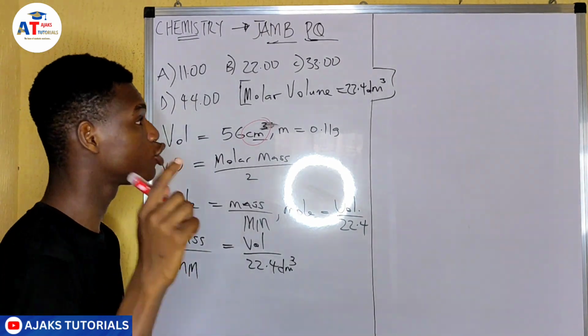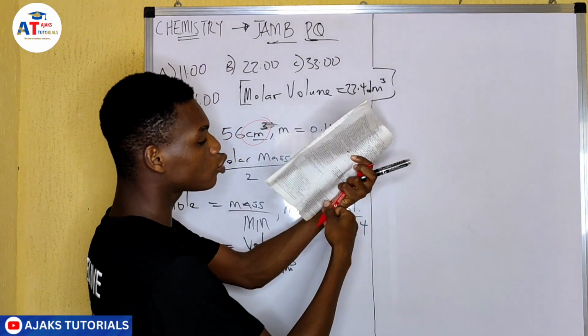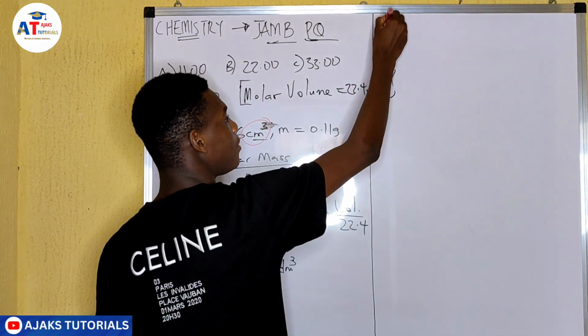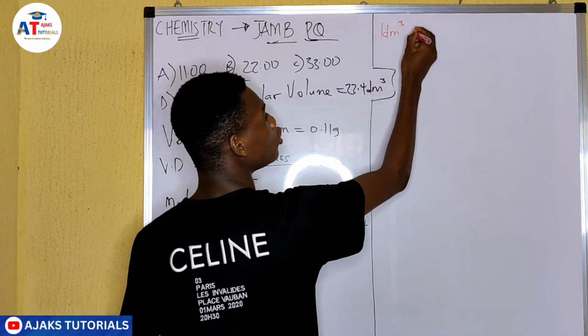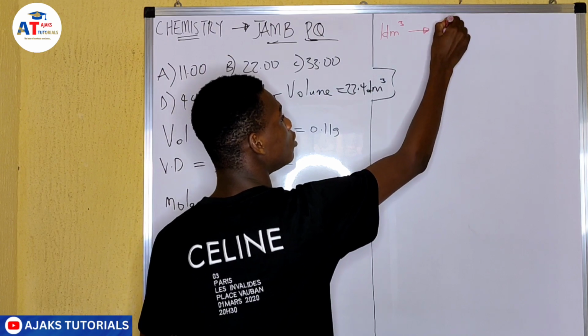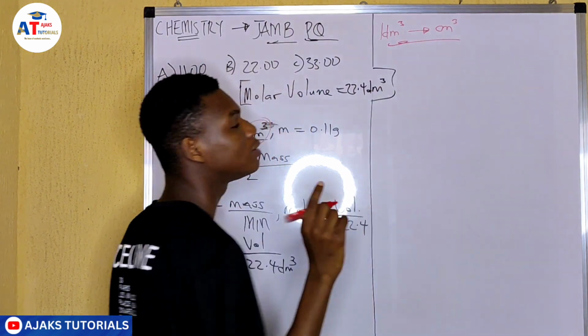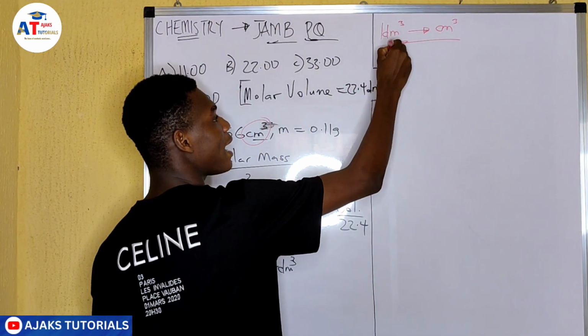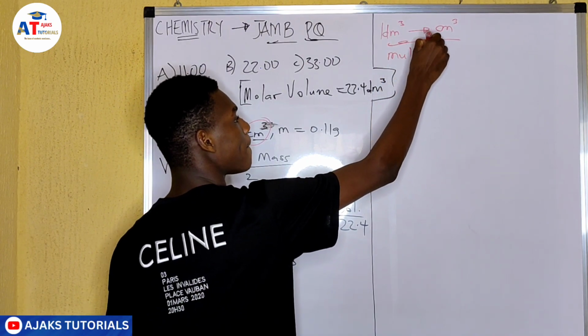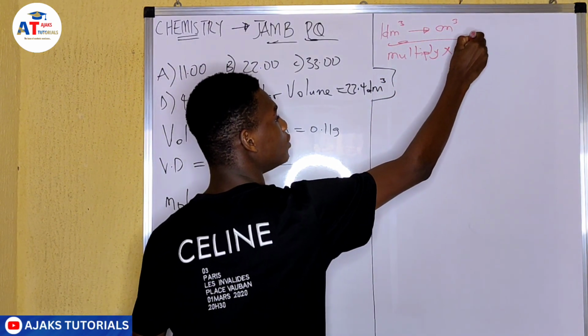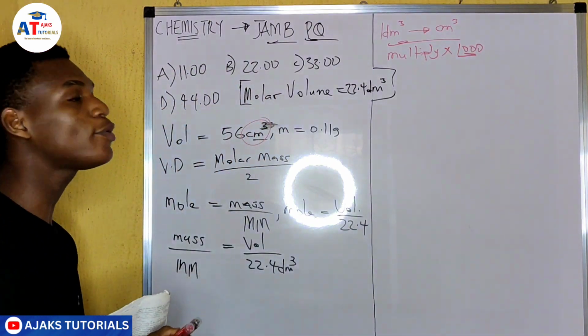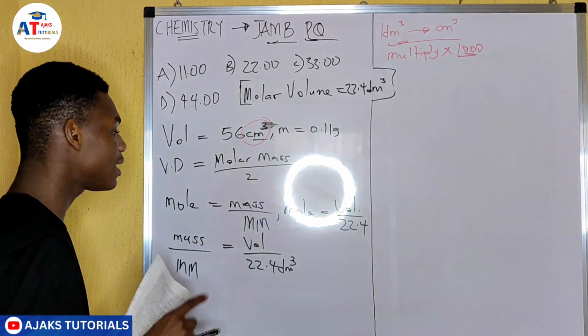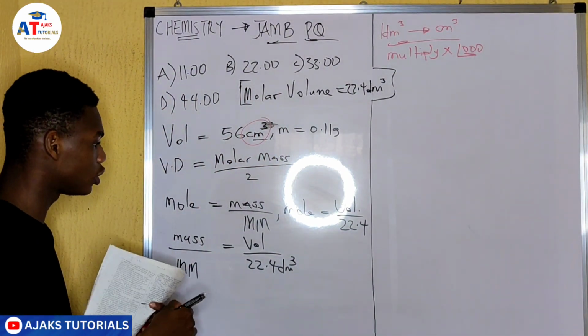Now note this conversion. As a student, you should know this conversion. When you want to convert 1 dm cube to cm cube, you multiply by 1000. So from dm cube to cm cube, you multiply by 1000.